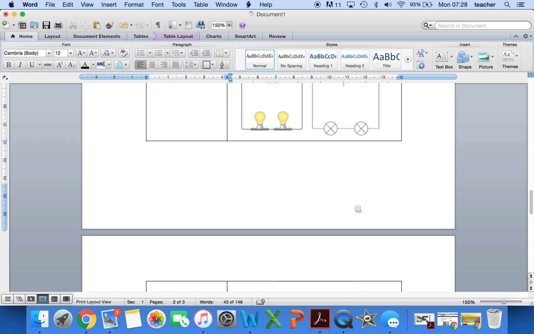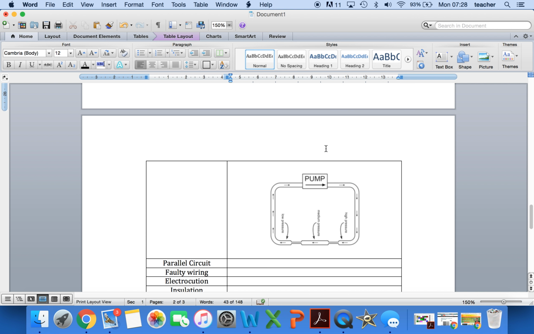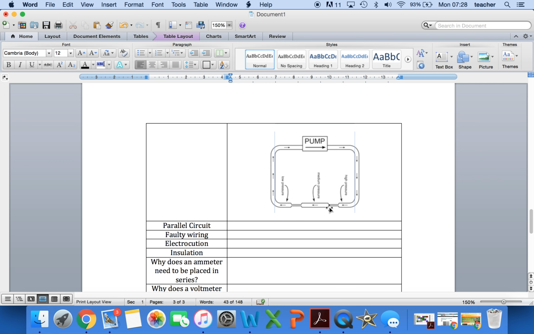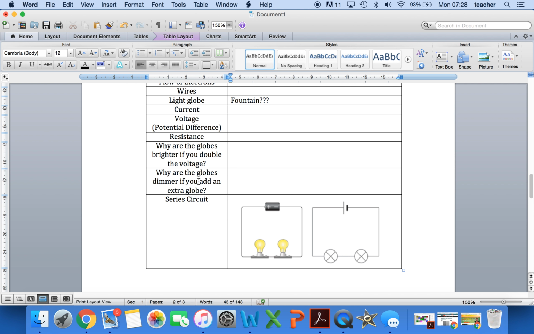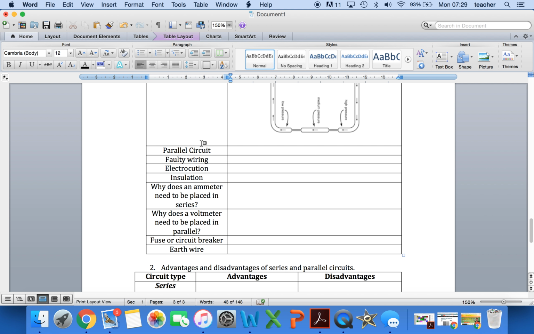So I've sort of done that one for you and shown you that in a series circuit, if you add an extra resistor, okay, this is what happens in that situation. And you could also compare that a little bit to this one here. Why are the globes dimmer if you add an extra globe? Then I want you to try and come up with something for a parallel circuit.